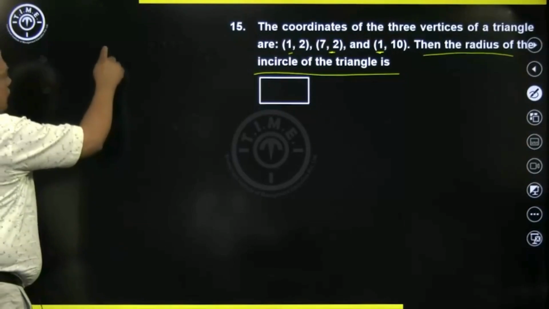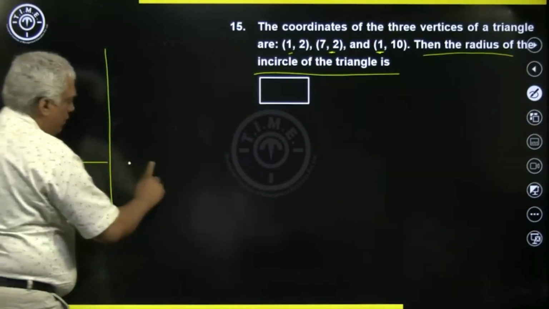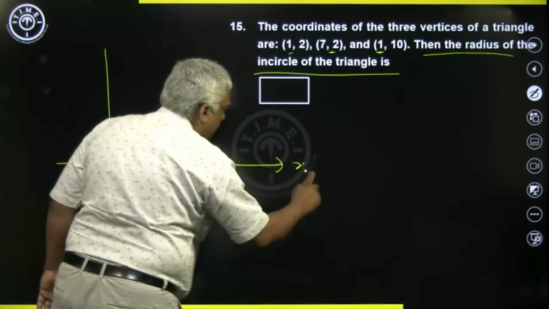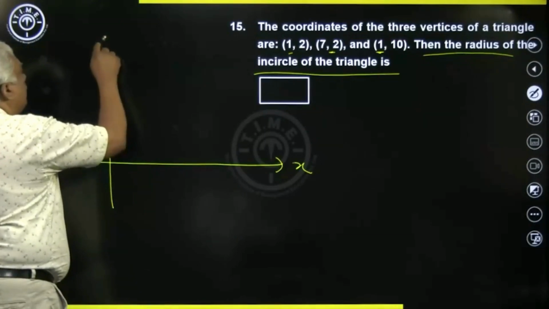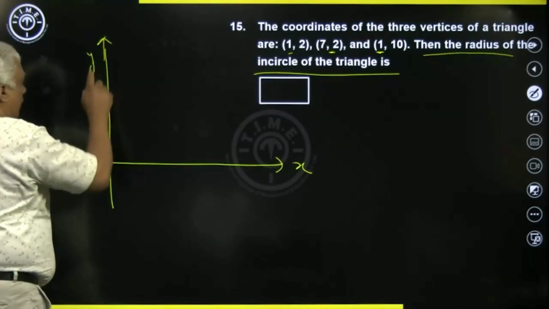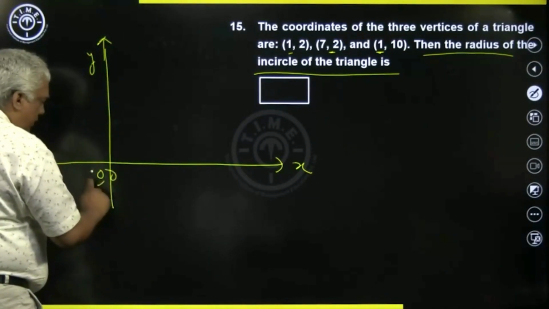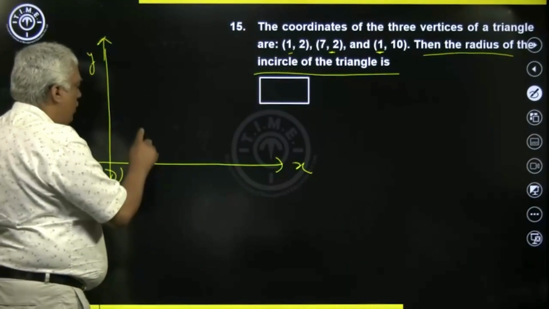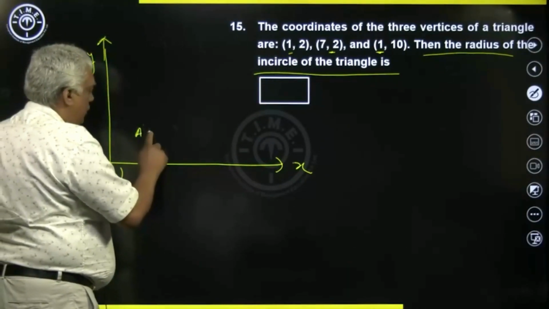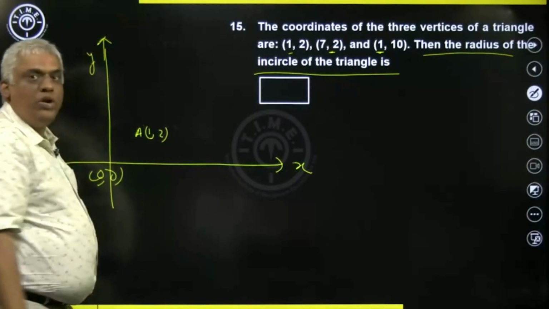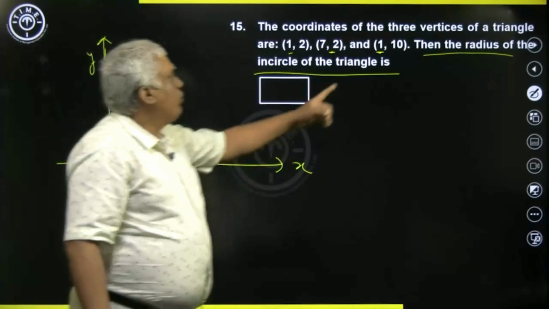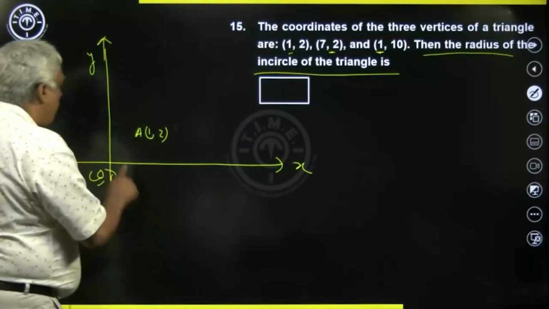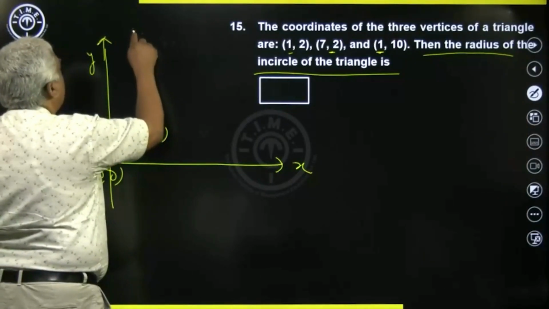Let's see. So if you draw like this, let's say this is the x axis and this is the y axis. This is the origin. So one point is (1, 2), somewhere here. Let's call it point A. There is (1, 10), somewhere here.